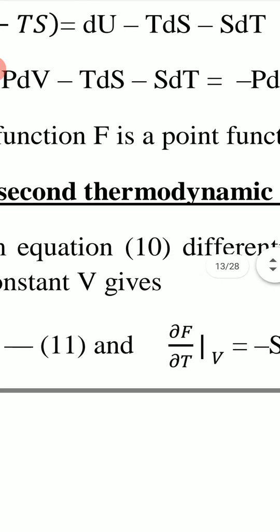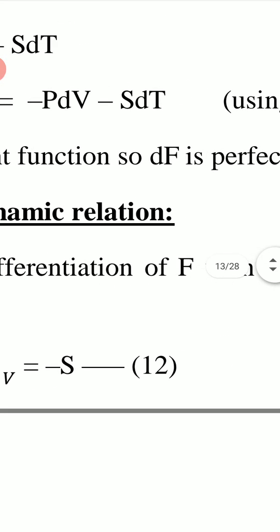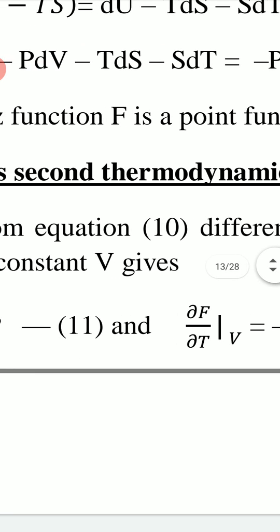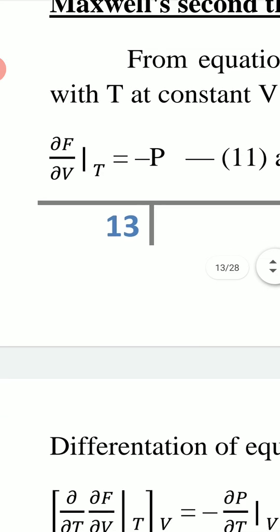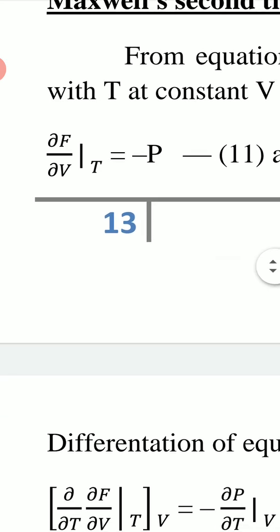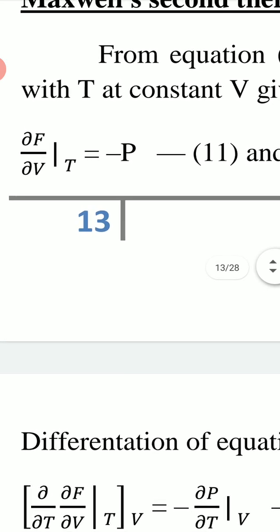Then dF will be equal to minus P dV. If we differentiate partially with respect to V, then we get delta F upon delta V equal to minus P. It is for constant T, when the second term is 0. So we get this relation, delta F upon delta V equal to minus P. It is for constant T.